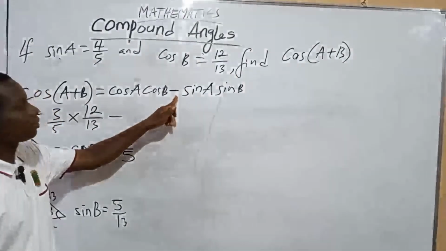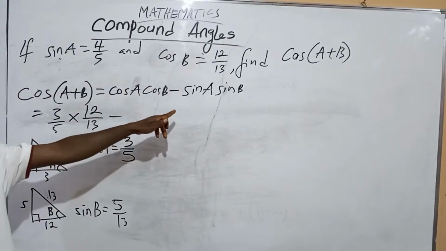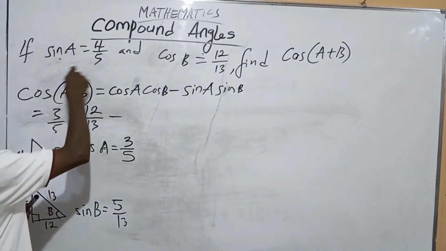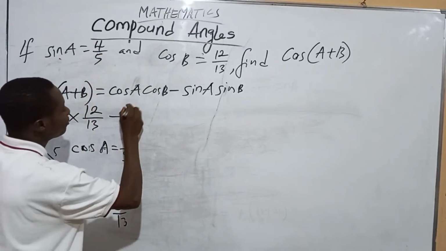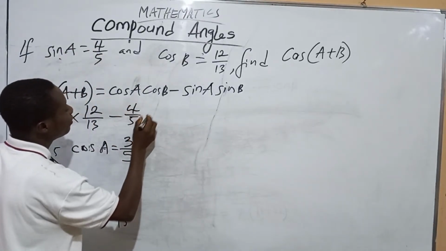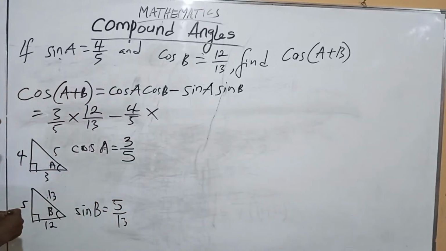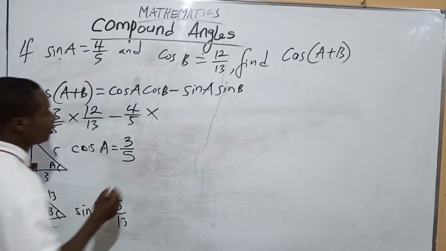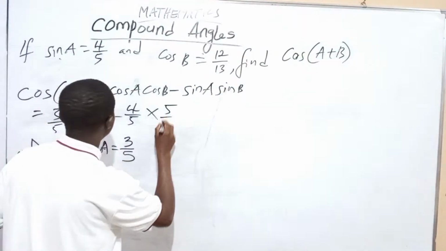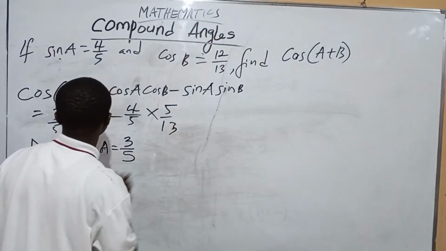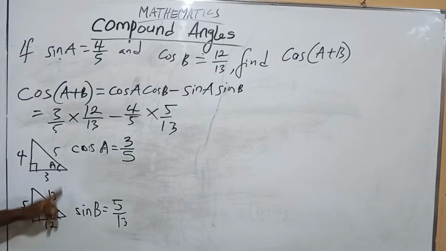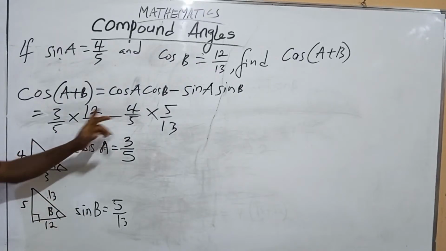Then minus sine A sine B. So what is sine A? We are given sine A as 4 over 5. 4 divided by 5 times sine B. Look at sine B here, 5 over 13. 5 divided by 13. That is opposite over hypotenuse. That is sine of B. Why are we given this?